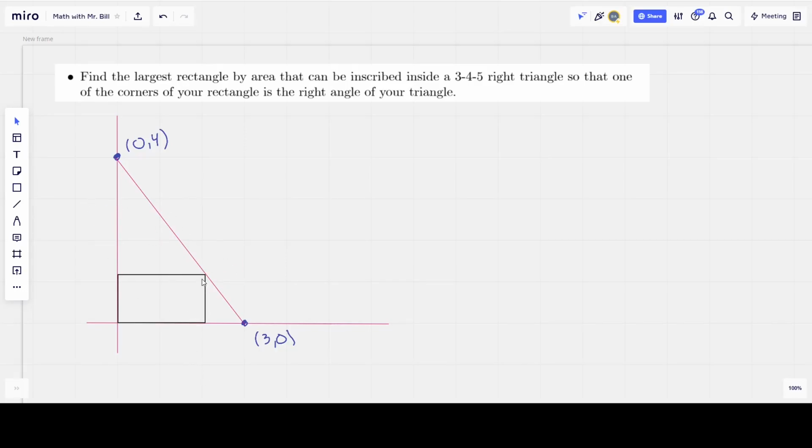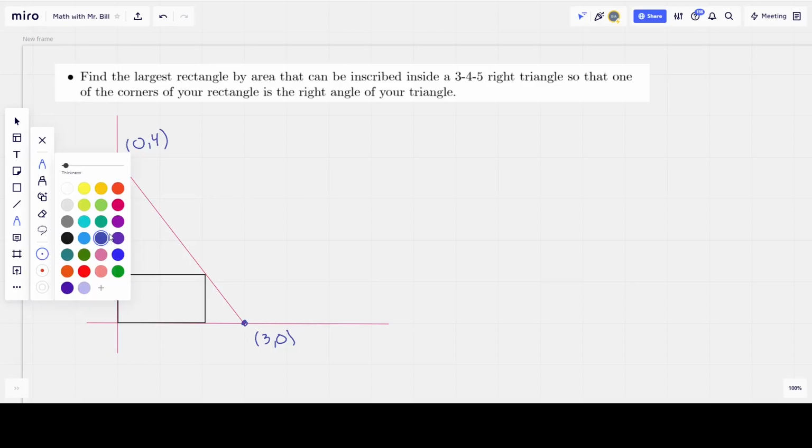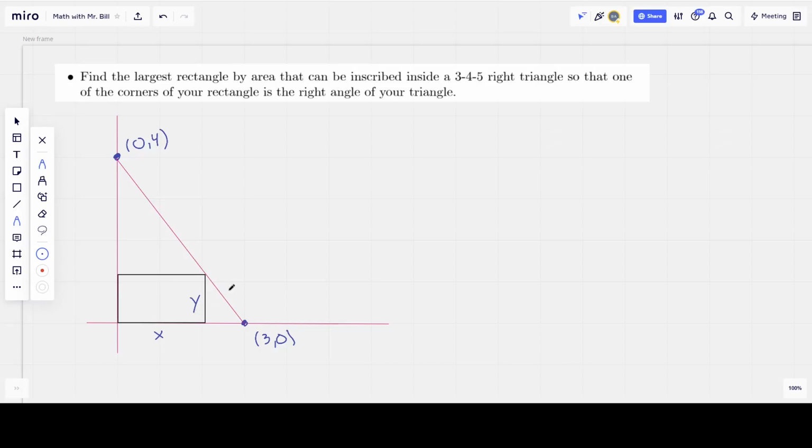We need to come up with the size of this rectangle in a way that we can find the maximum size. And generally when we want to find the maximum of something, we're going to be using a derivative. So let's call the horizontal length x, and the vertical length y. Then the area of that rectangle is just x times y.